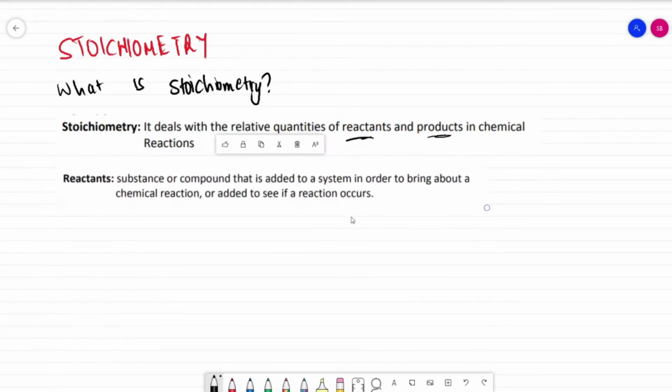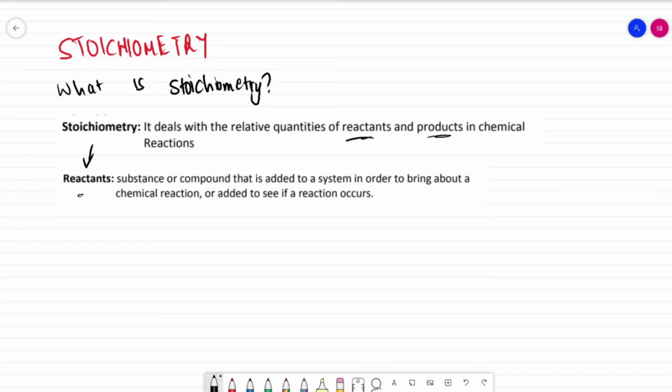So as you can see here, it's telling us reactants are simply substances or compounds that are added to a system in order to bring about a chemical reaction or added to see if a reaction occurs. So reactants, coming from its name, you can tell these are the ones that react to produce a certain product. Okay, so this is what is called a reactant. And you need to know reactants, you need to know product in order to understand stoichiometry. This is just a basic of stoichiometry.